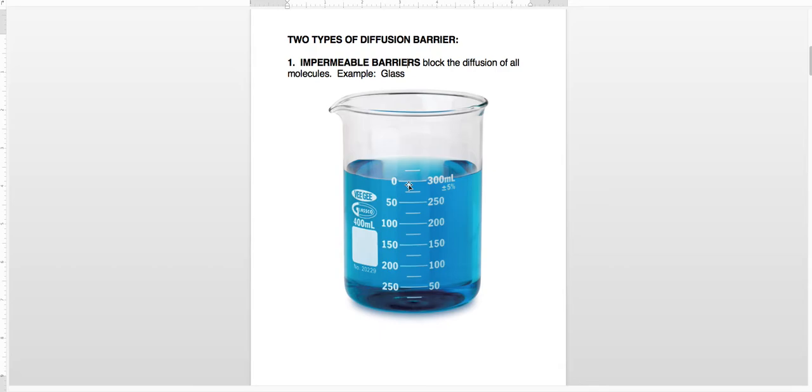So as long as the glass doesn't shatter, as long as it stays intact, none of the chemicals in any of those containers is going to get out. So that's a perfect diffusion barrier, glass. There's really only one other perfect diffusion barrier on Earth, and that's a substance called diamond.